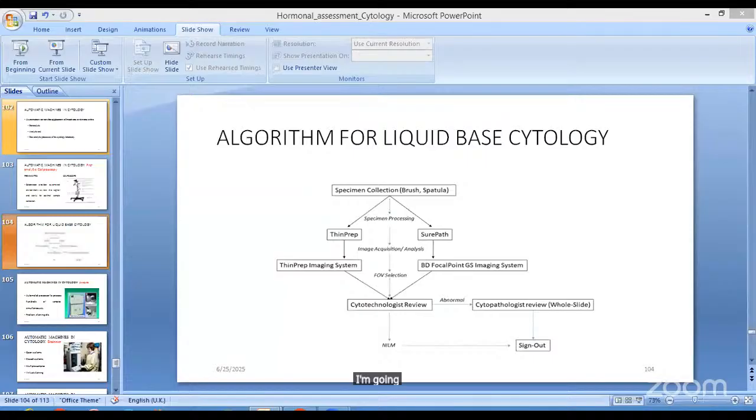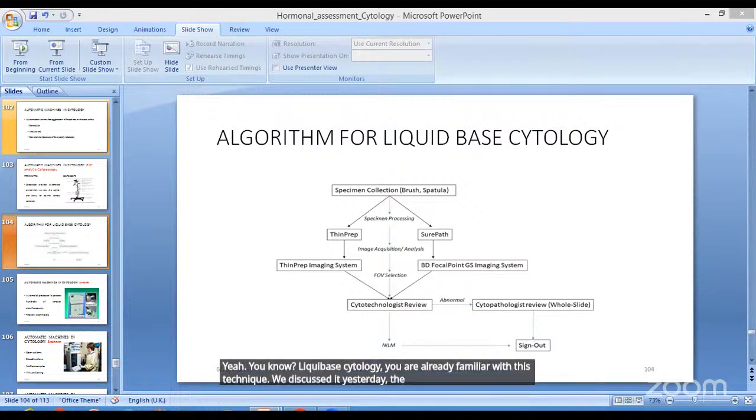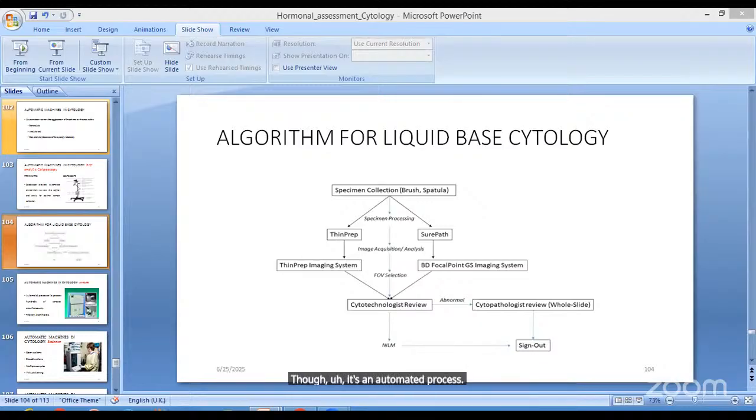I'm going to use the algorithm of liquid-based cytology to explain automation. You are already familiar with this technique. We discussed it yesterday, the ThinPrep and SurePath. It's an automated process that makes the smear better. The ThinPrep will smear in a thin manner, while in SurePath we concentrate it on the spots. So it's made possible by automation, and that has corrected the hitherto observed errors in sample handling at that point.